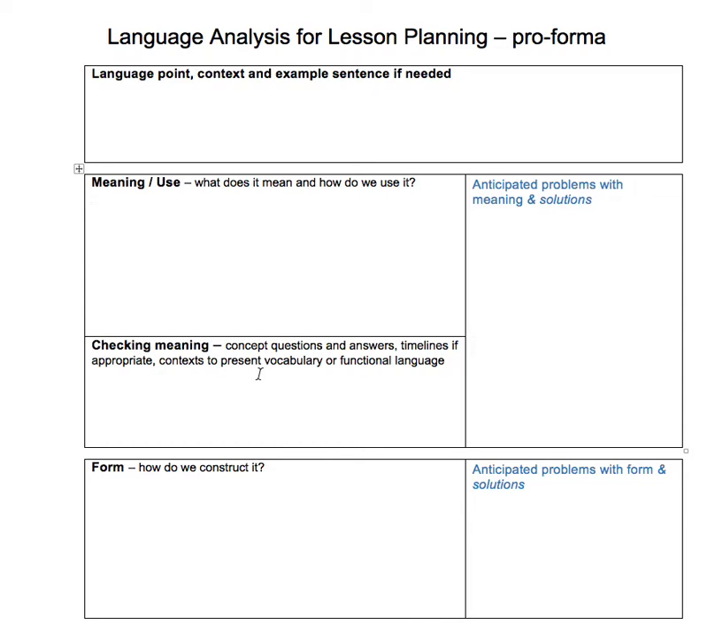Lots of people confuse the concept question with a question about form or a question about the meta language, about grammar itself. So they make a concept question, is this past simple or is this past continuous? That is not a concept question.